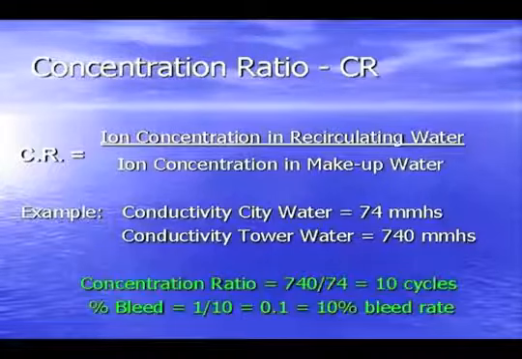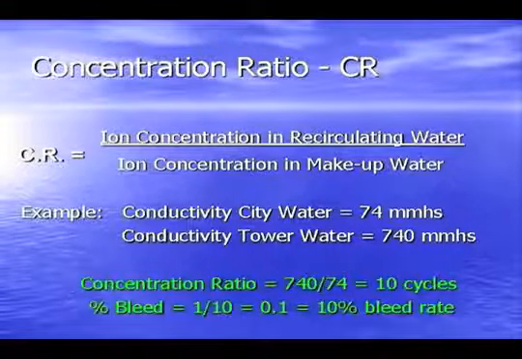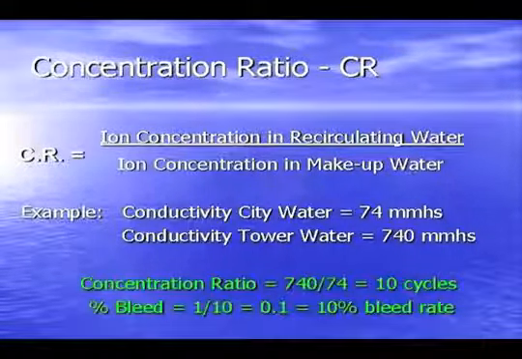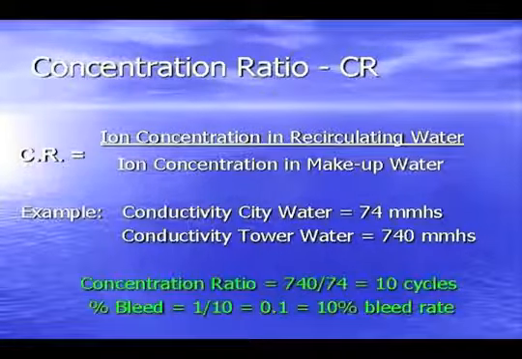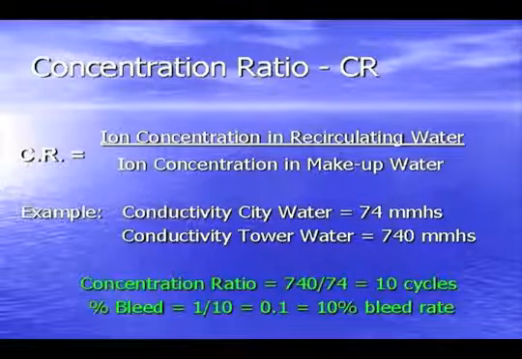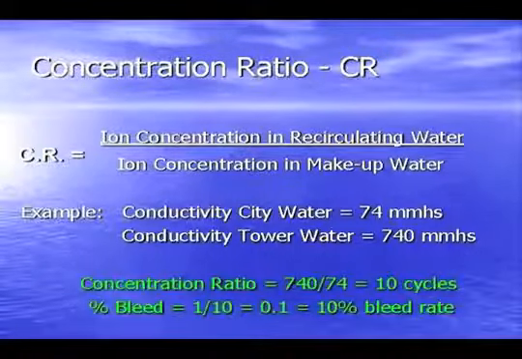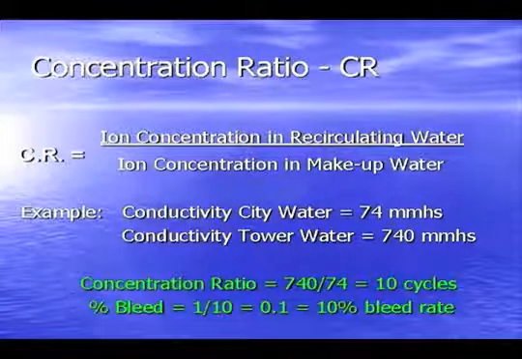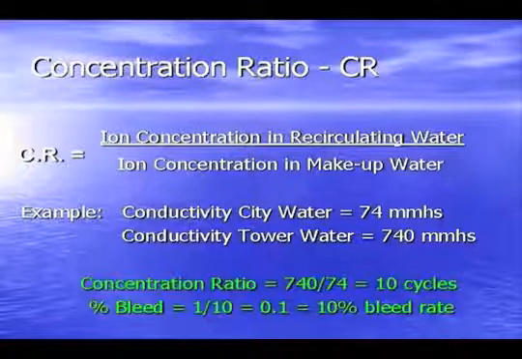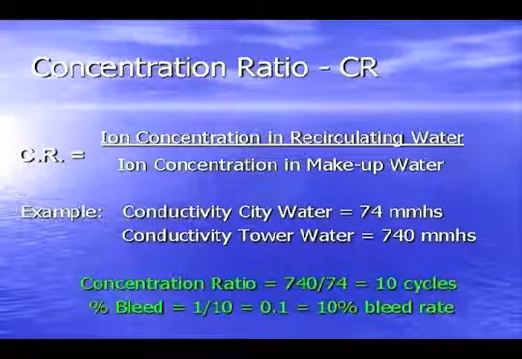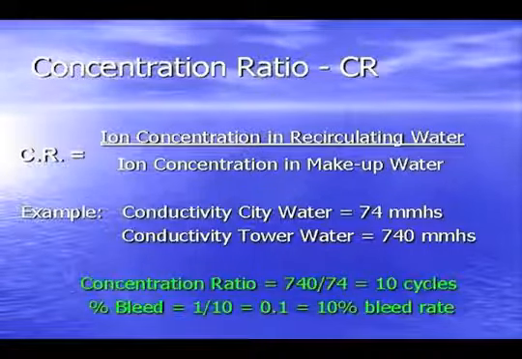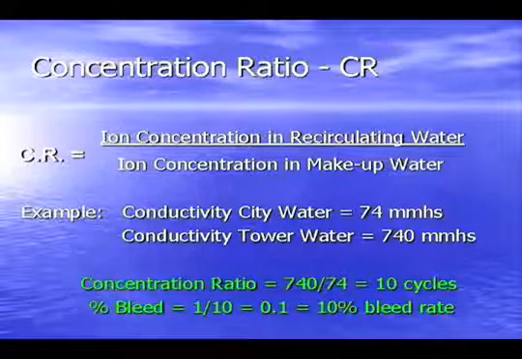The definition of concentration ratio is basically the ion concentration in the recirculating water divided by the ion concentration of the makeup water. That determines your cycles. For example, the conductivity of city water here is about 74 micromoles. If your tower runs 740 micromoles, so you're concentrating it up, you're running basically 10 cycles. 740 divided by 74 is 10 cycles.